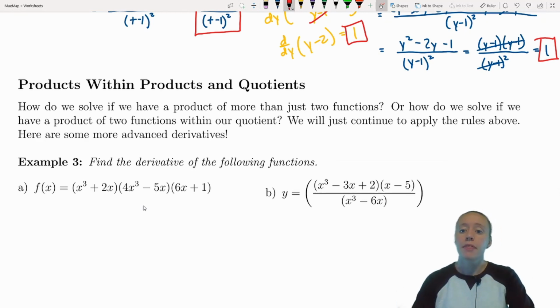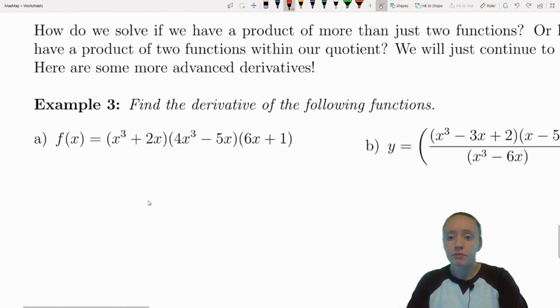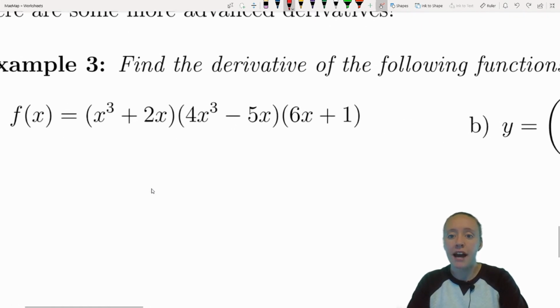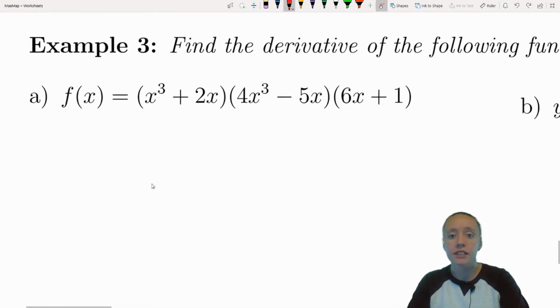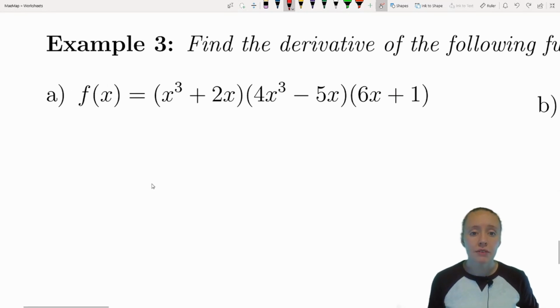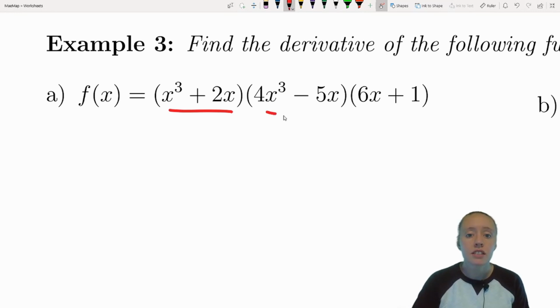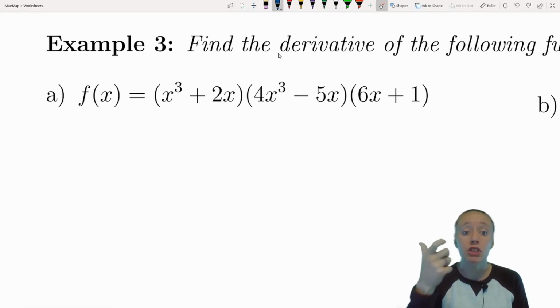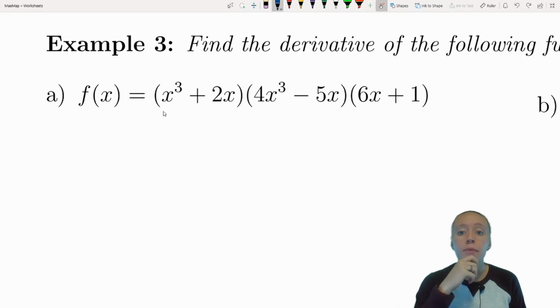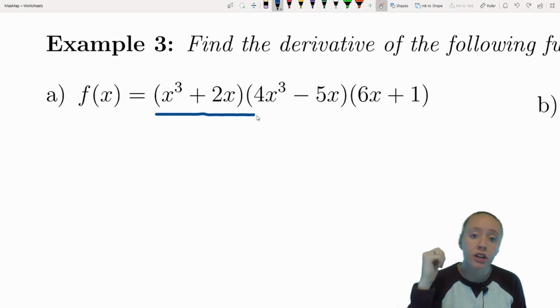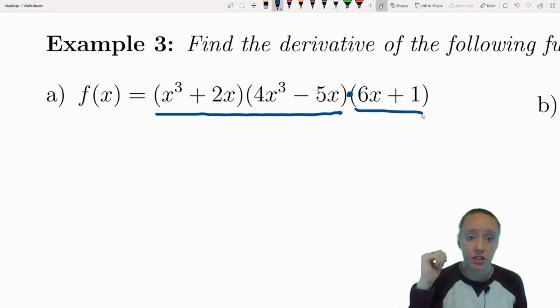Let's get into it. For example 3, our function is equal to x cubed plus 2x times 4x cubed minus 5x times 6x plus 1. This is 3 separate functions multiplied together. But we're going to apply that product rule, but we can only apply it between 2 functions. So I'm going to say that these 2 functions are going to be multiplied by this last function.